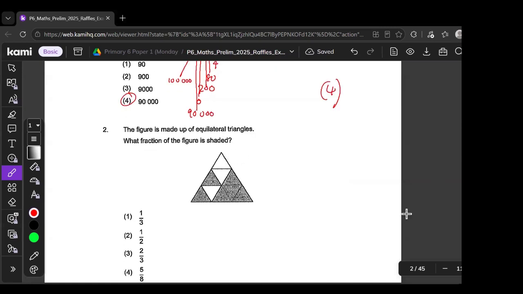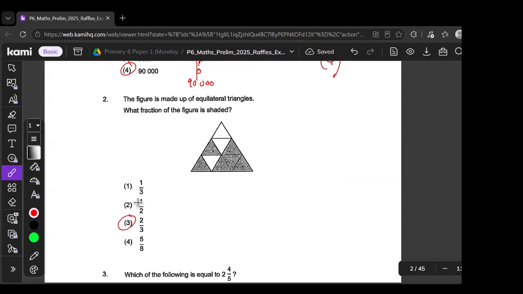What fraction of the figure is shaded? Answer number 3. You will need to count the total triangles. 1, 2, 3, 4, 5, 6, 7, 8, 9. 9 triangles. And how many are shaded? 1, 2, 3, 4, 5, and 6. 6 over 9. And then get the simplest form. Divide by 3, divide by 3, 2/3.